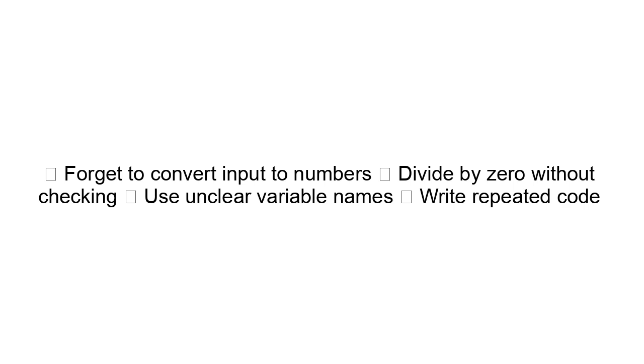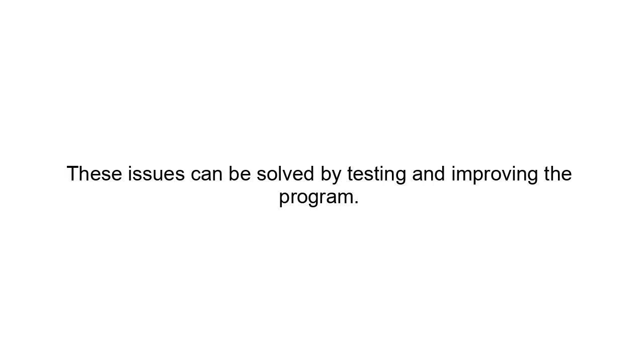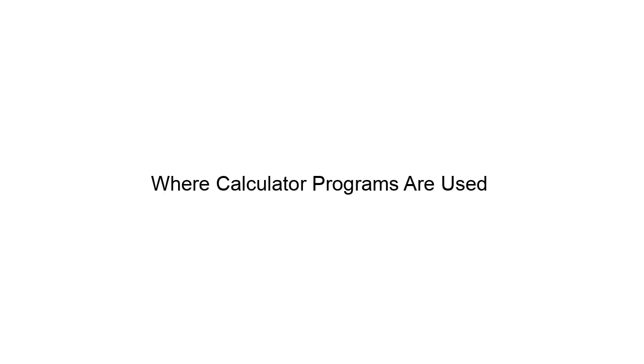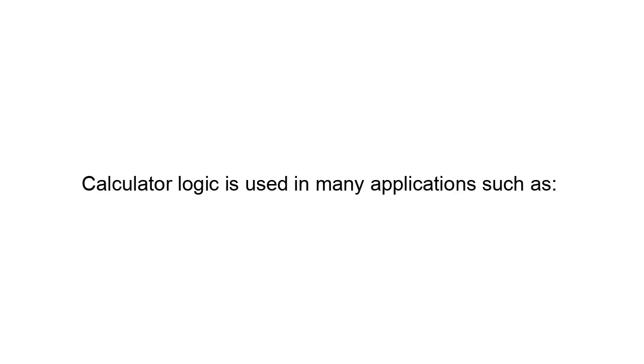Common mistakes beginners make when building calculator programs. Beginners sometimes forget to convert input to numbers, divide by 0 without checking, use unclear variable names, write repeated code. These issues can be solved by testing and improving the program.